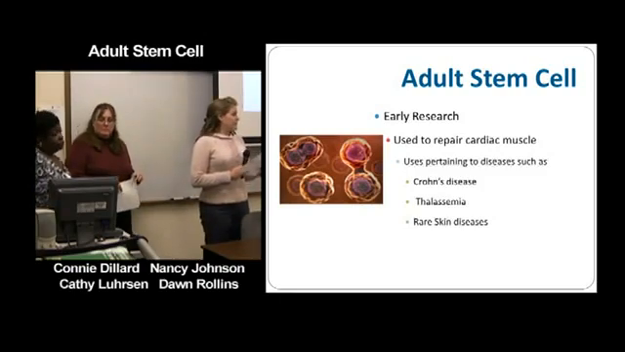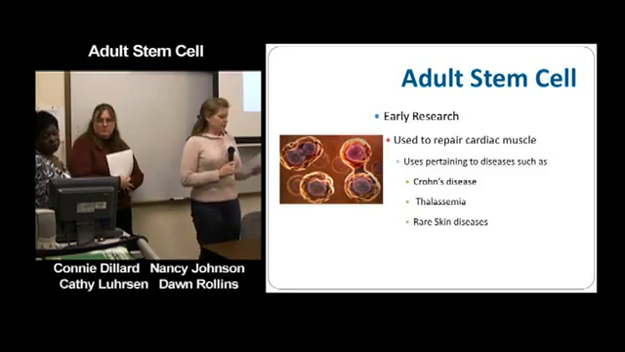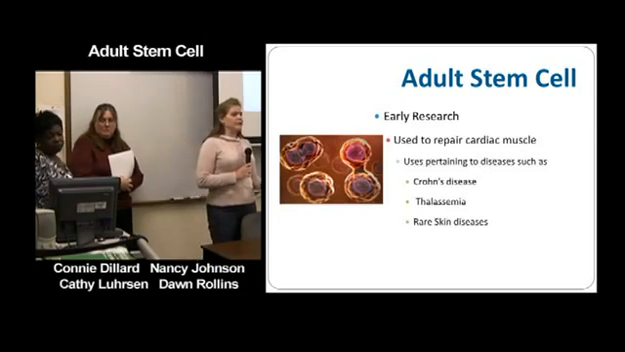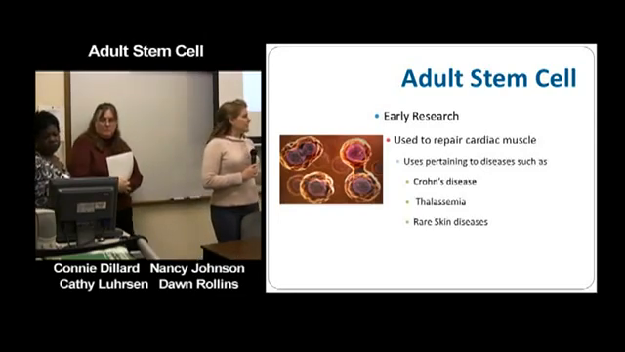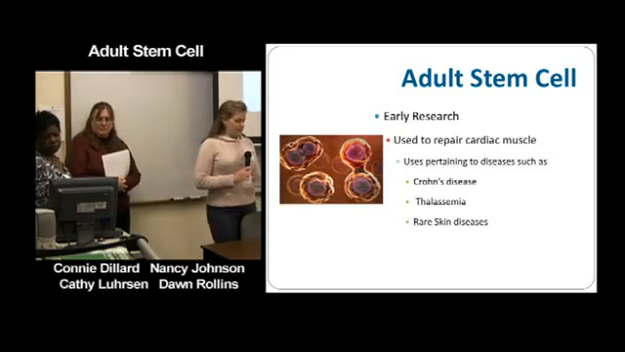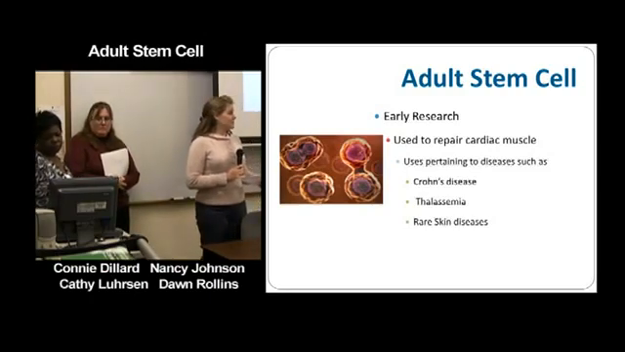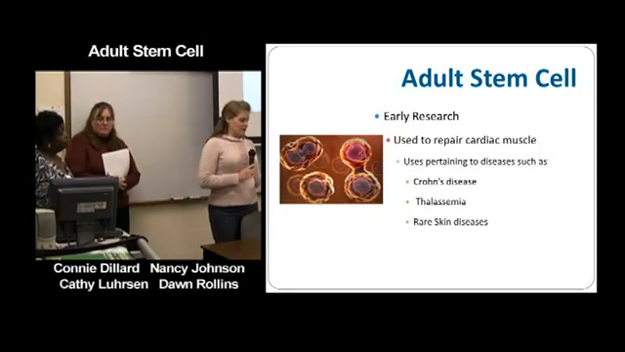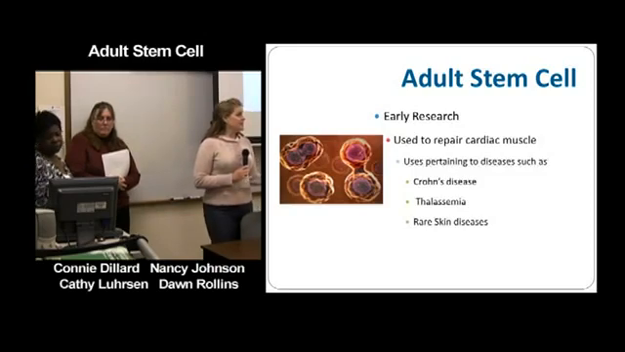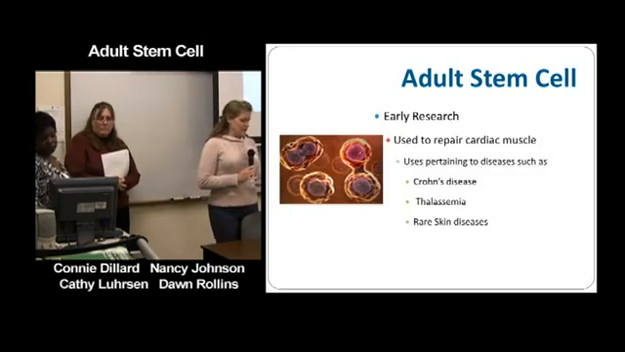There's been a lot of research with stem cells in the last few years. Early in the 21st century, a doctor took bone marrow and injected it into a patient's cardiac muscle, and it regenerated cardiac muscle that had been damaged from a heart attack. They've also had research in the areas of Crohn's disease, which is an intestinal disease, thalassemia, which is a blood disease, and some rare skin diseases.